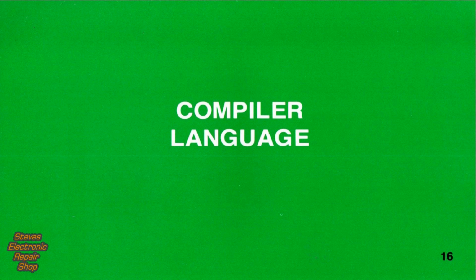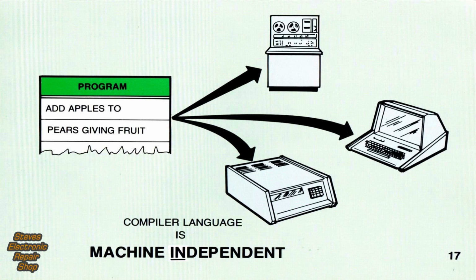Now we're really in the big leagues as far as computer languages are concerned. This high-level language is known as compiler language. Compiler language is machine independent, meaning a program written in compiler language can run on virtually any computer. All that's required is a program called a compiler. Also note the compiler statement shown at the left. It's written in terms we use every day, so it's easily understood.